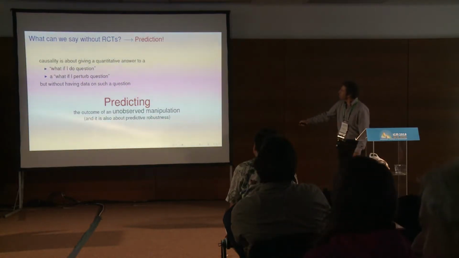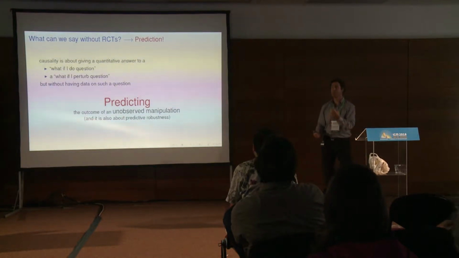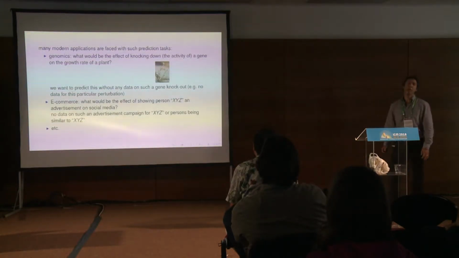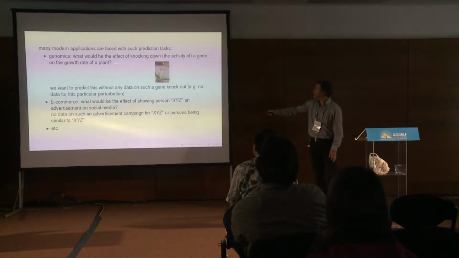So actually what we want to do is predict the outcome of an unobserved manipulation. We want to predict the outcome of an unobserved experiment. Mainly modern applications are faced with this problem. So here is one in genomics. This is one where I'm personally more involved.